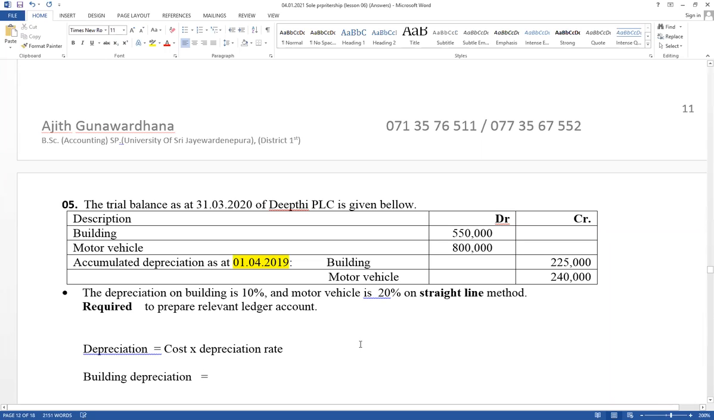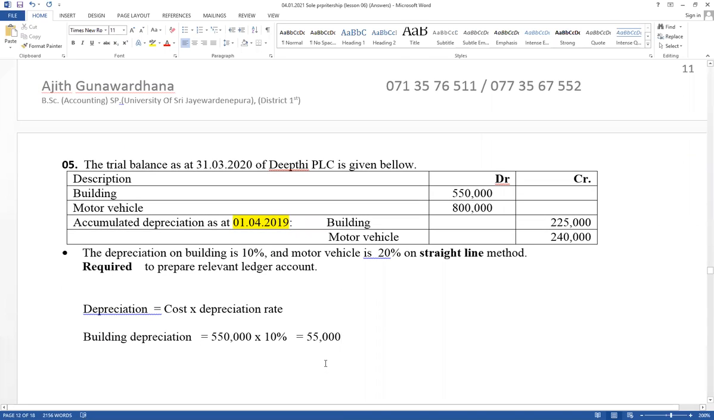Think about cost value. It has given 10% rate. Cost value equal 550,000. Therefore, 550,000 into 10%. Therefore, annual depreciation equal 55,000. Building depreciation. Straight line basis. It has given rate 10%.